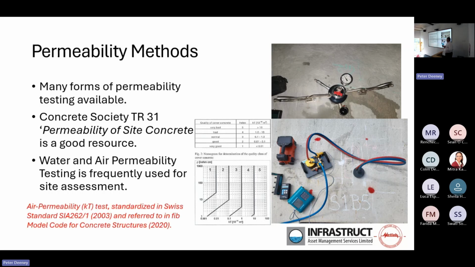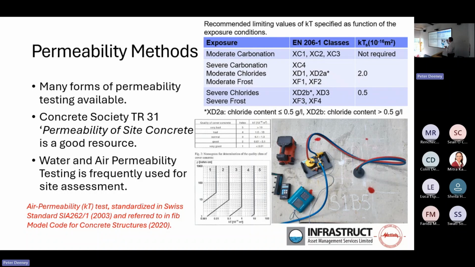And one nice thing was in Switzerland, they came up with SIA 262 Part 1 back in 2003. From that, they looked at what sort of permeability kT values would equate to the various different exposure environments from EN 206. And we were able to get values that relate back: 0.5 or less would be very severe frost, severe chloride environments. That's given us an indication of what sort of environment your concrete should be in. And going back to your design drawings, what was the concrete originally designed for? So you can link it all together very quickly with permeability methods.